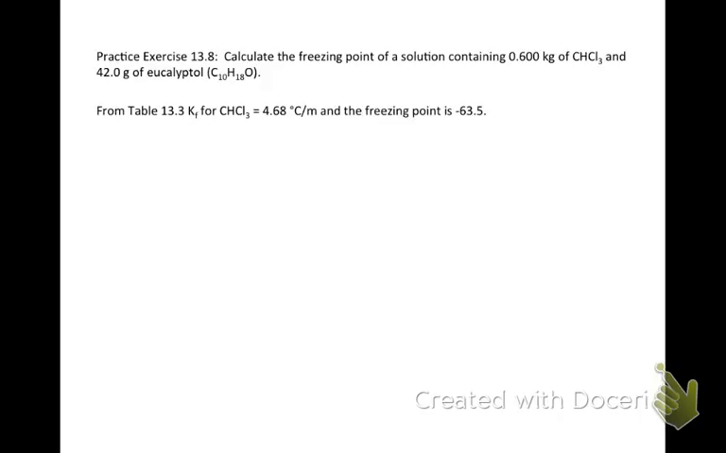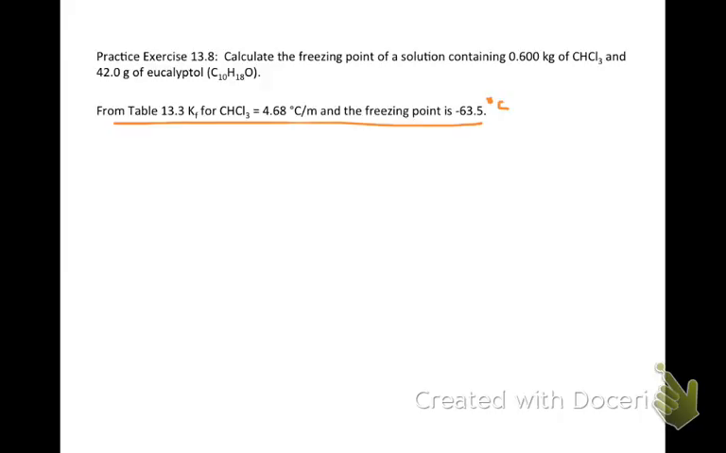So I want to calculate the freezing point of a solution containing 0.600 kilograms of CHCl3, chloroform, and 42 grams of eucalyptol. And I'm given the formula for the eucalyptol. To save us the trouble of looking up in the table that was in the Brown and LeMay, I'm given that the Kf for chloroform is 4.68 degrees Celsius per molality, and the freezing point is negative 63.5 degrees C.